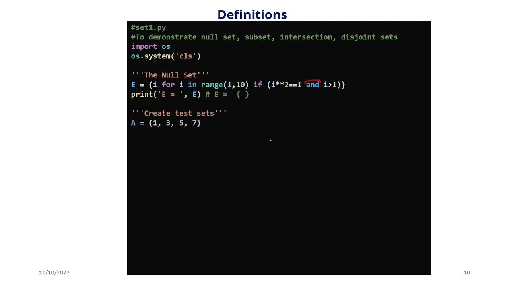So let's create some test sets from the examples we saw previously. We say A equal to {1, 3, 5, 7}, and then we say B equal to {2, 4, 6}, and we say C is equal to {2, 6, 7, 8}, D equal to {1, 3}.